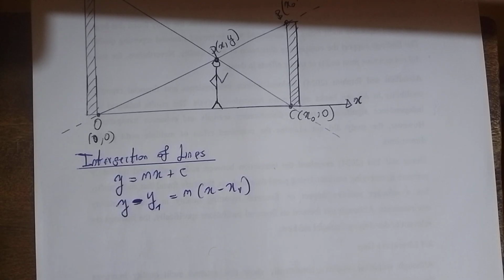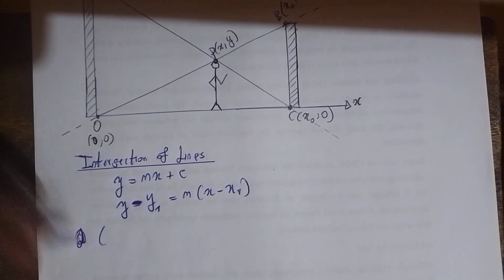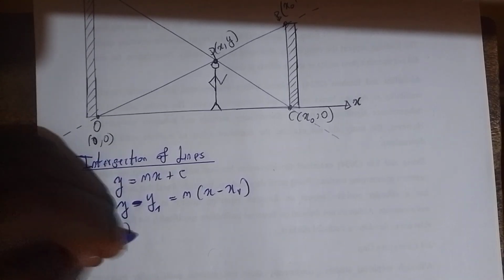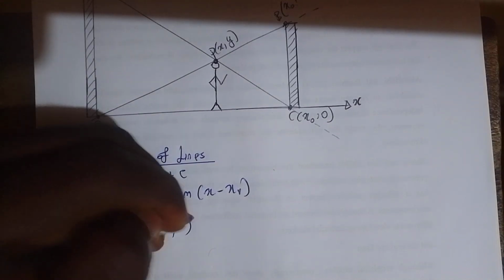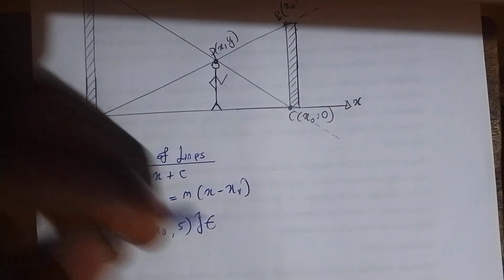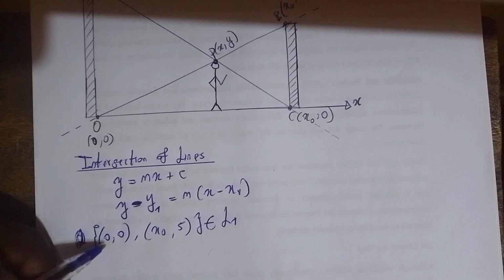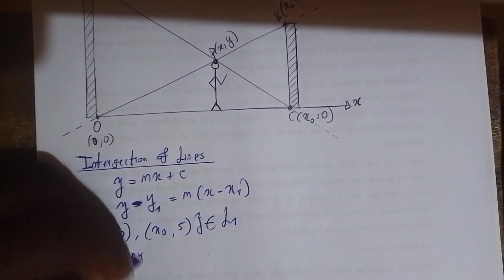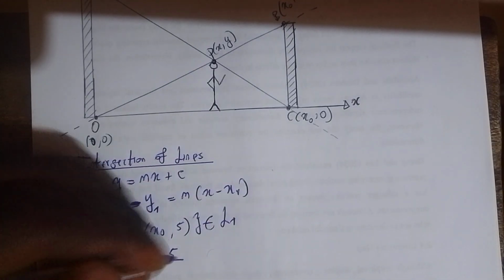So follow along. We will begin with line 1. Line 1, or the points 0, 0, and the points x0, 5 all belong to line 1, right? So by definition, we can use these 2 points to get the gradient of the first line. We will call the gradient of the first line m1. So m1 is going to be equal to change in y all over change in x, right? Which is equal to 5 minus 0, you have 5 divided by x0 minus 0, that's x0.